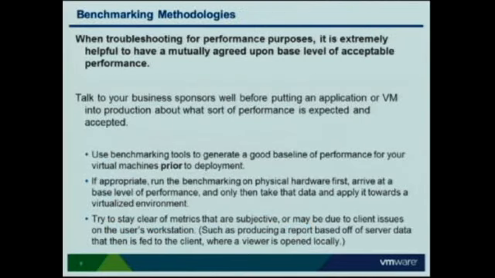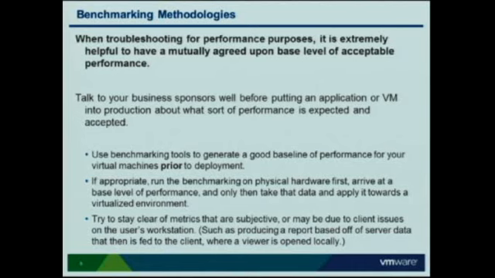When you're troubleshooting for performance purposes, it's going to be extremely helpful to have a mutually agreed upon base level of acceptable performance. This is something that not only would you discuss at the technical level, but you would also discuss at the business level, to figure out before that application or that VM is put into production what sort of performance you're expecting and what sort of performance is accepted. What are you looking for? What's your ultimate goal here? There are a couple of points I would like to impart to help you along that journey.